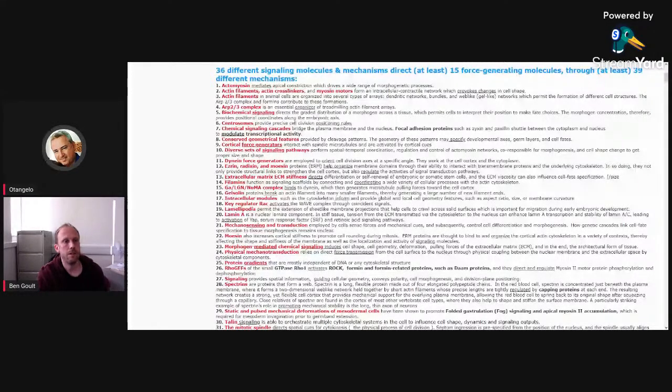Right. You can see here, I put on the screen number 30. That would be Talin signaling. I did insert that after I listened to your conversation with Speed at his channel. I didn't have it before, but I am listing here 36 different signaling molecules and mechanisms which direct at least 15 force-generating molecules through at least 39 different mechanisms.